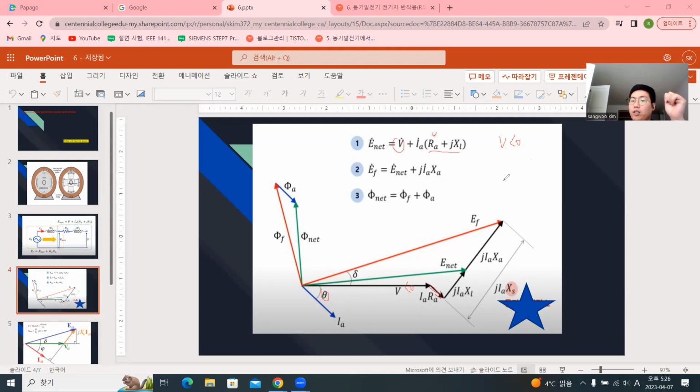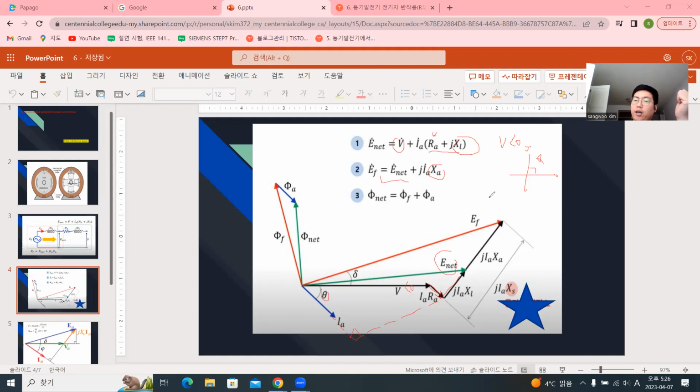And then J is 90 degrees. Look here: this is the 0 degree, and here is J, 90 degrees, so it is 90 degrees more, preceding. So that's why the leakage reactance is drawn here. If I make the line, the sum is E net. And E net plus XA, JXA, right? J is the same.